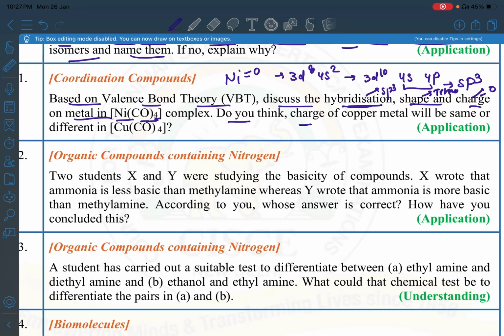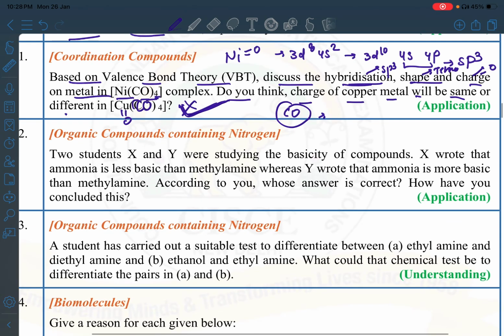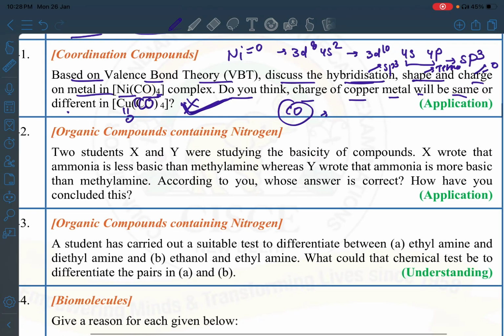Do you think the charge on the copper metal will be the same? No, copper metal has a different charge. Okay, yeah. Here, the metal also has the same charge, zero charge, because CO is carbon monoxide, which in coordination chemistry we call a carbonyl ligand. So it doesn't have a charge. That's why CO also has zero charge.